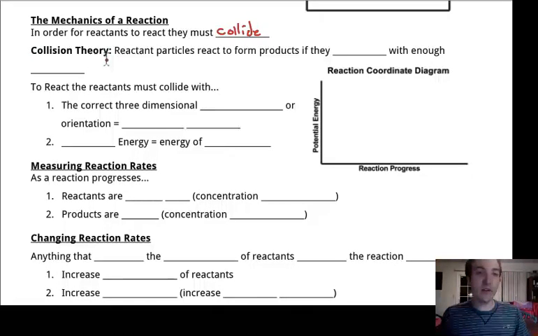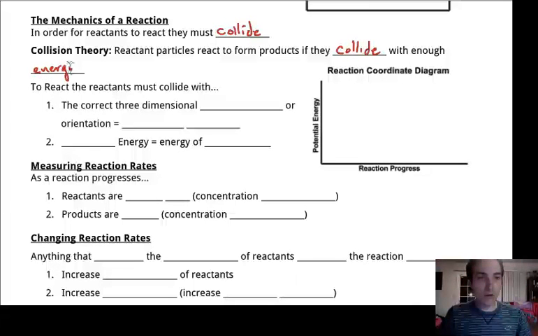The collision theory says that reactant particles react to form products if they collide with enough energy. So there's really 2 particular requirements in order for products to form. And that is, first of all, they have to collide correctly. So in other words, they have to collide with the correct 3-dimensional arrangement or orientation, and we call this the activation complex.